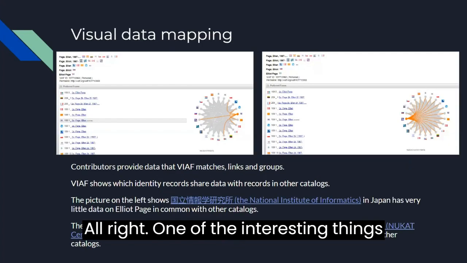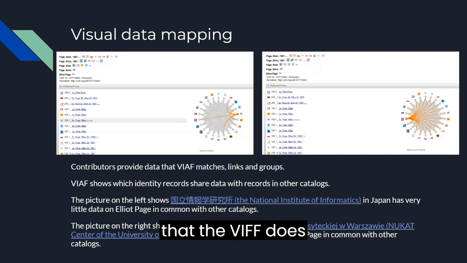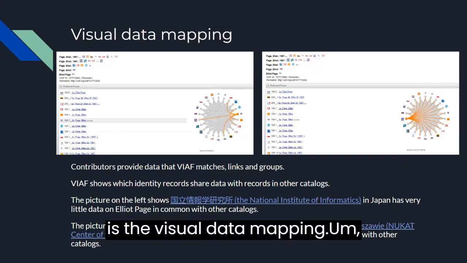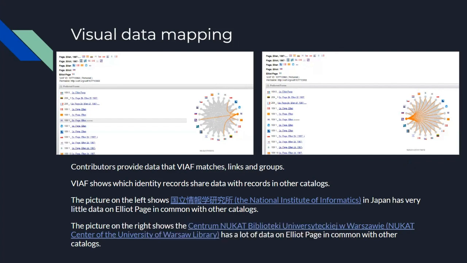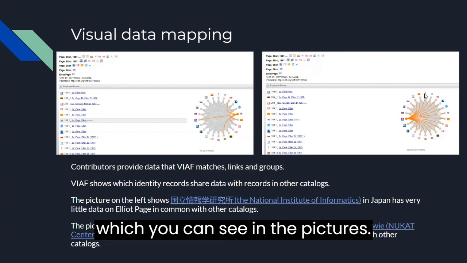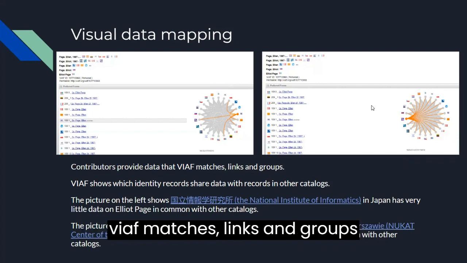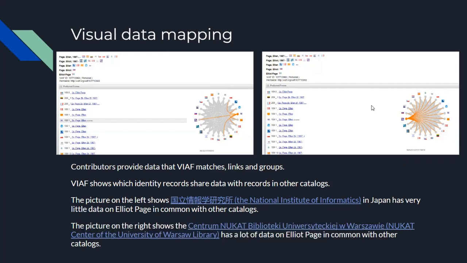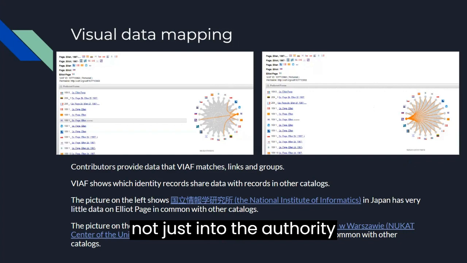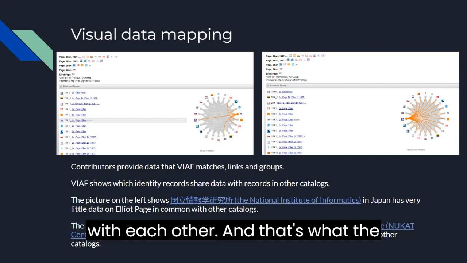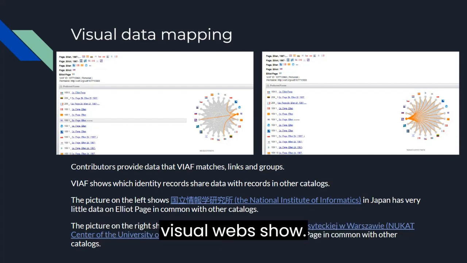All right. One of the interesting things that VIAF does differently from a lot of other services is the visual data mapping, which you can see in the pictures. Contributors provide data that VIAF matches, links, and groups, not just into the authority files, but also cross-referencing them with each other. And that's what the visual webs show.